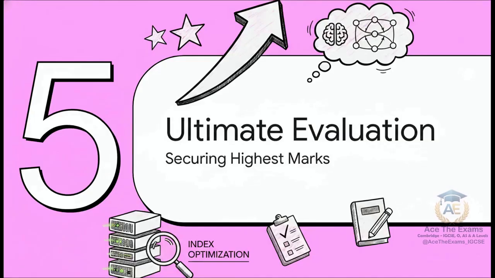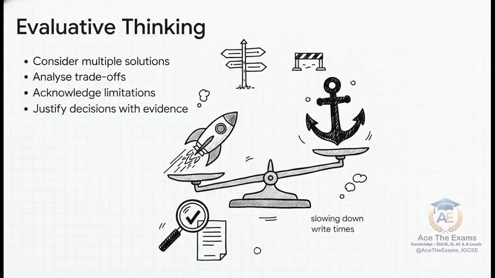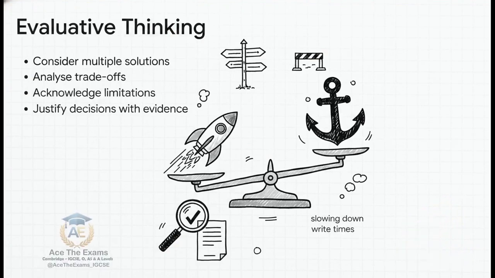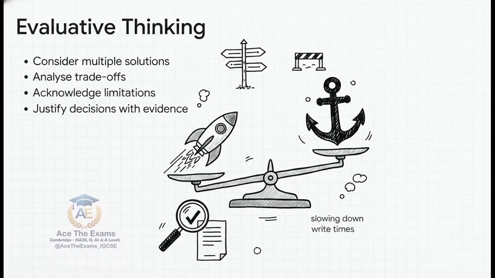Section 5. The ultimate evaluation: securing highest marks. To separate the good grades from the absolute top-tier A-star results, you must satisfy higher-order assessment objectives. This requires significantly more than just solving the math of the problem. It demands critical evaluation. Top-scoring candidates do 4 specific things to secure those highest marks.